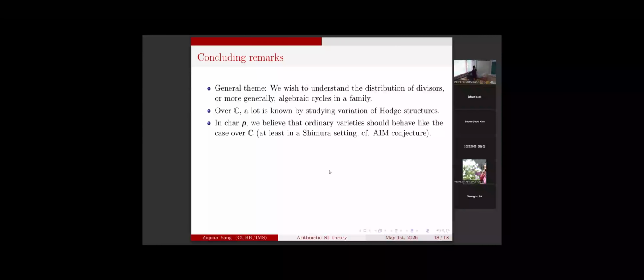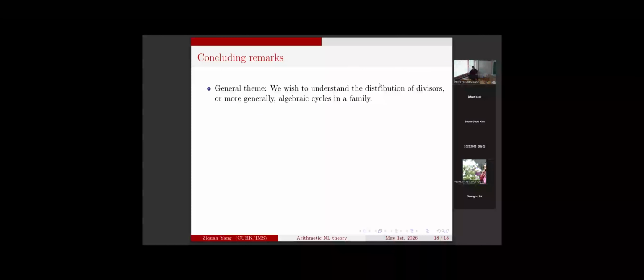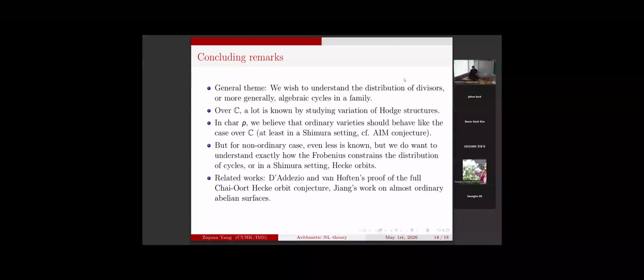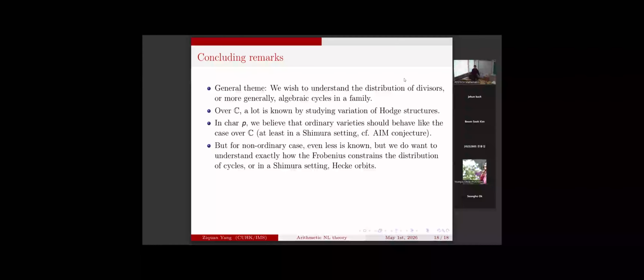So over C, the analog of such statements is proved by Tayou and Thorne, which I mentioned up there. And we believe that if both of the varieties are generic or ordinary, then the same should be true. But in the non-ordinary case, much less is known. To be fair, even in the ordinary case, very little is known about this general conjecture. But in the non-ordinary case, it's not even super clear to us how to make a conjecture.